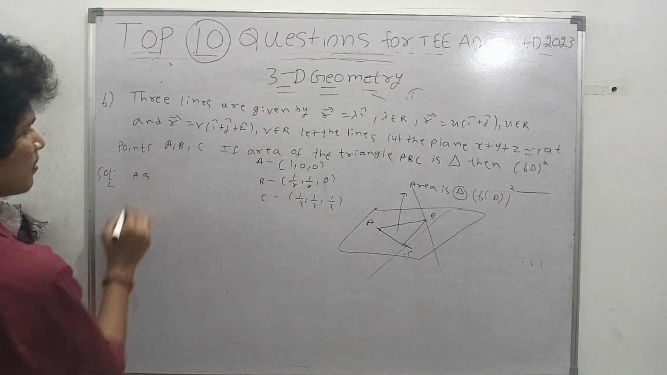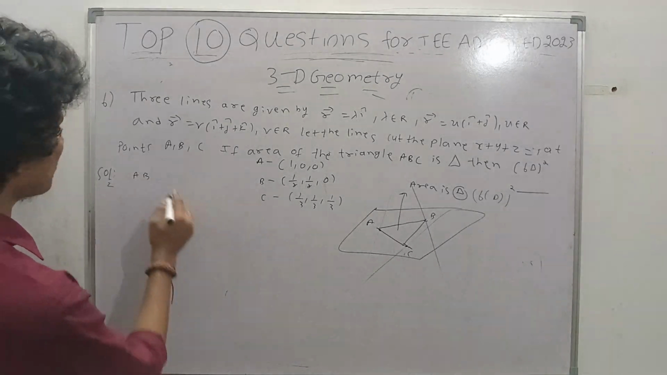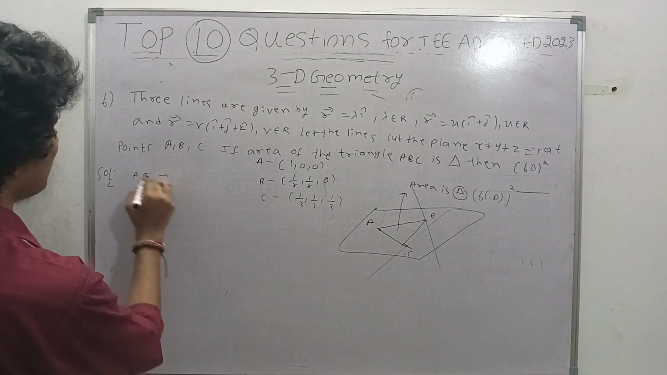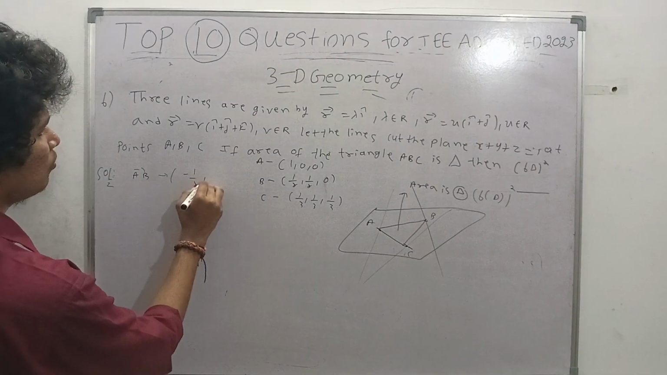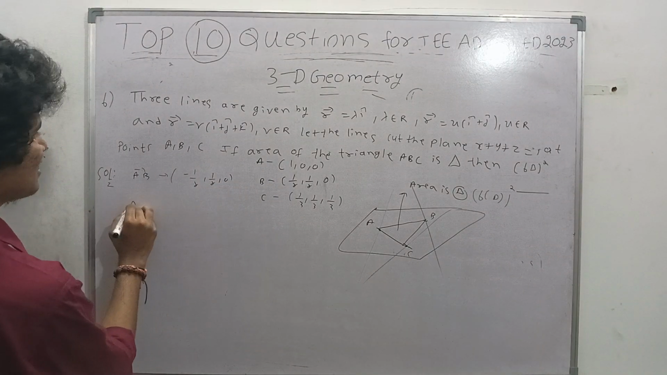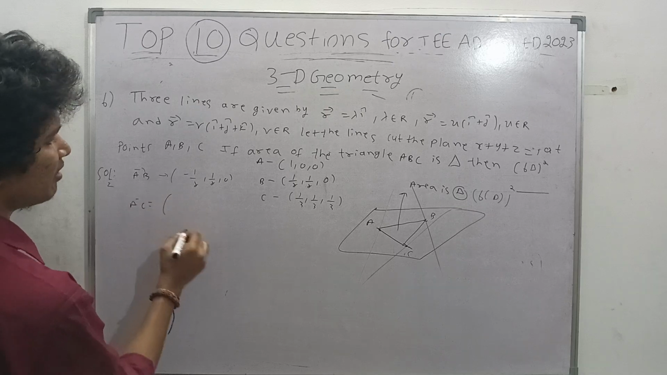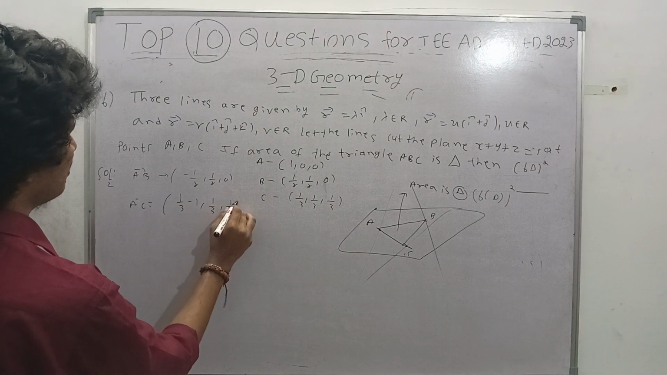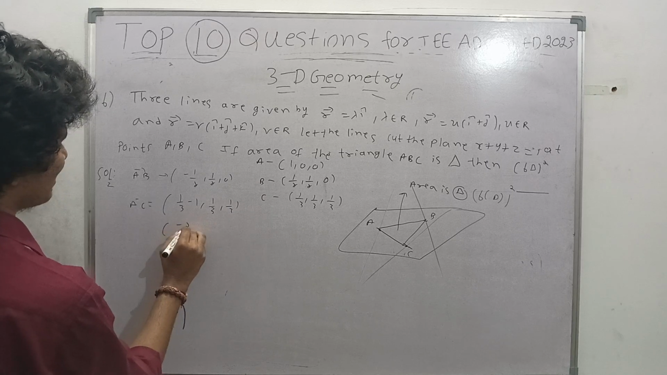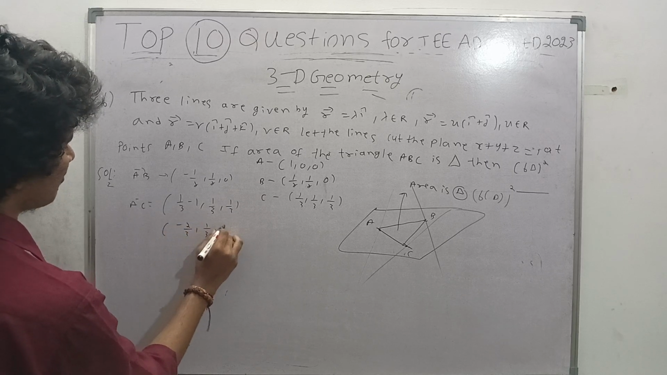I can write the AB vector. What is the AB vector? AB vector is minus 1 by 2, 1 by 2, 0. What is the AC vector? AC vector is 1 by 3 minus 1, 1 by 3, 1 by 3. It will be minus 2 by 3, comma 1 by 3, comma 1 by 3.